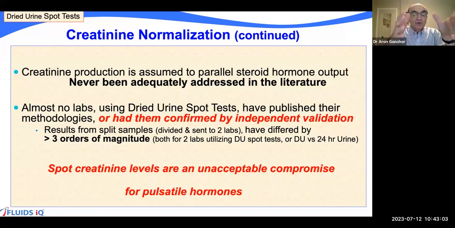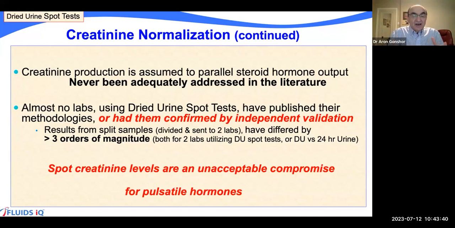So for example, if you take results from split samples, in other words, you send a sample to one lab, send the same sample from that same individual to another lab to see what they come up with. And when you do that, and it's been done, by the way, many, many times, those samples have differed by greater than 3 orders of magnitude. And that's both for labs that are utilizing dried urine, and they do it for 2 samples, or they sample dried urine versus 24-hour urine. The results are completely different, 2 different planets.